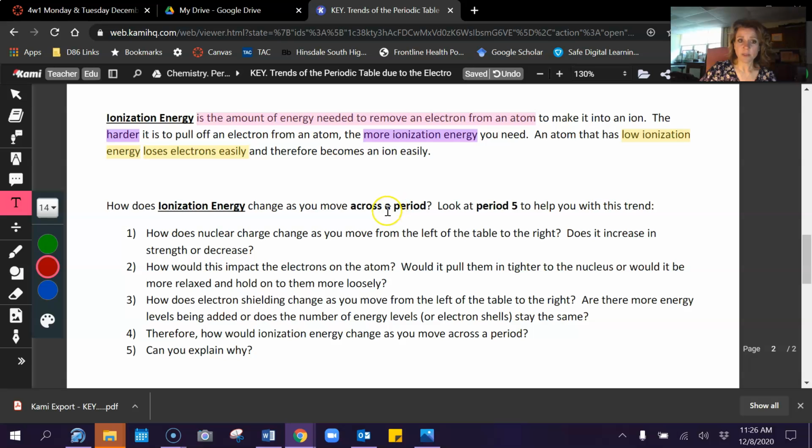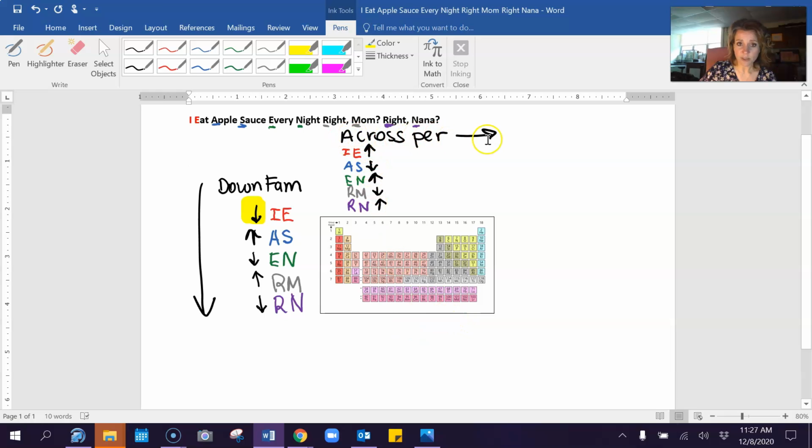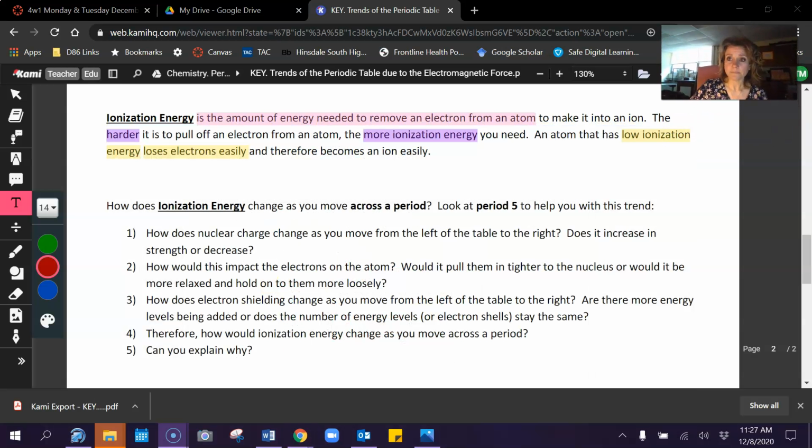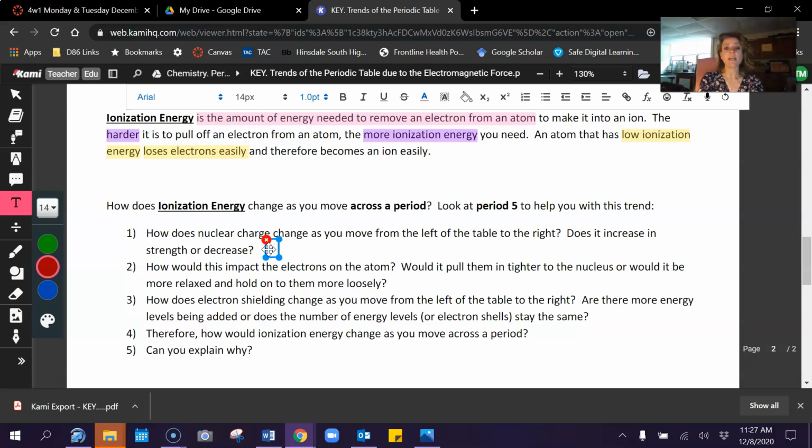Okay, so let's talk about across a period first. You should look at period 5 on your periodic table. And I just want to switch back to show you this. So again, we're going across a period and we're looking at ionization energy at the top one. And so ionization energy is going to increase across the periodic table, but now we just need to figure out why that is. Okay. So how does nuclear charge change as you move from the left of the table to the right? Does it increase in strength or decrease? Well, we answered that in the section above about atomic size. We know that atomic number goes up.